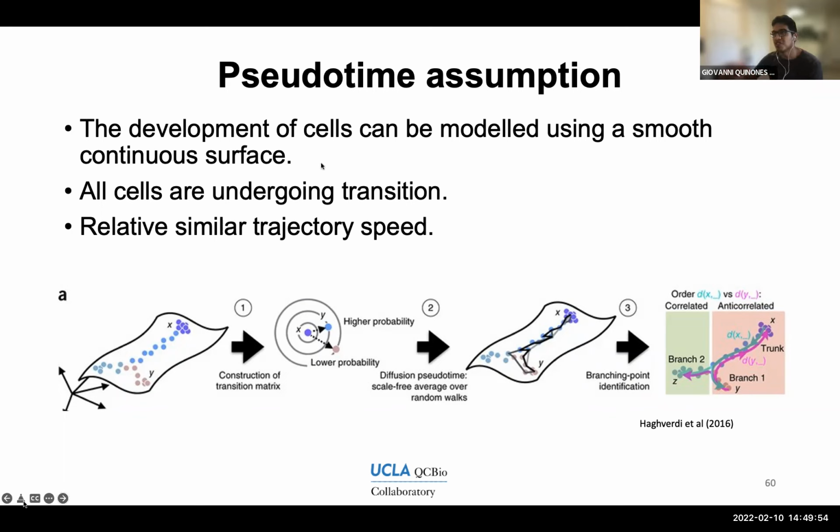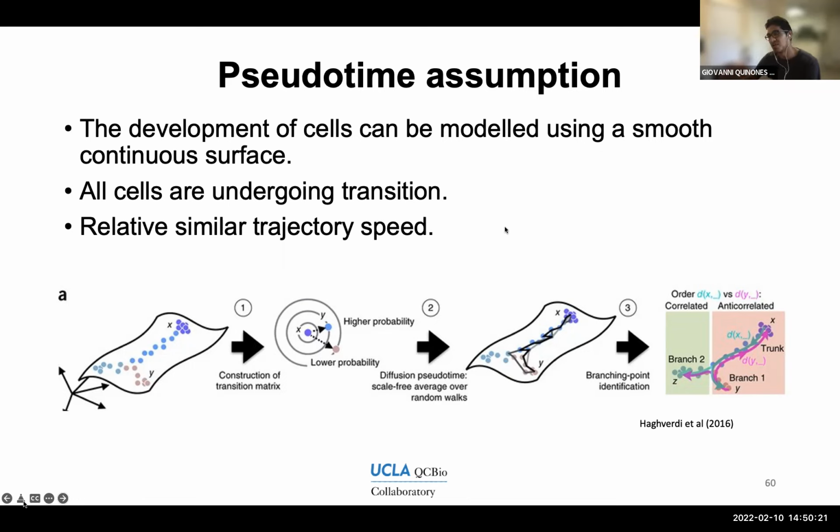This is probably not super intuitive at the moment, but in terms of the shape of the distribution, it becomes more clear what this assumption is talking about. And the second assumption, of course, is that the cells are undergoing transition.